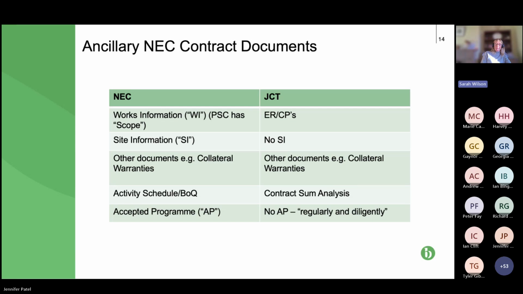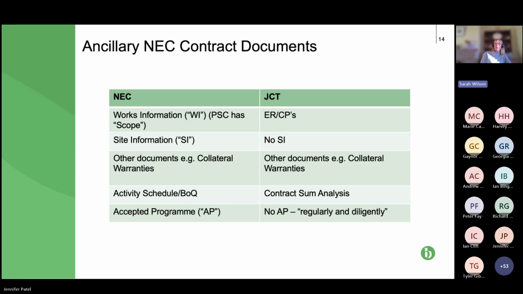importantly, if you submit your programme for acceptance to the PM and the PM rejects it, you know, I've seen projects where the first programme is never accepted. So it just means you never have that critical base programme from which you can at least attempt to assess any delay claims as you go through the project. So that's my preference. JCT is pretty silent on programmes.